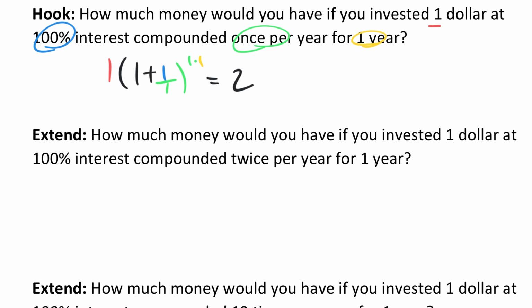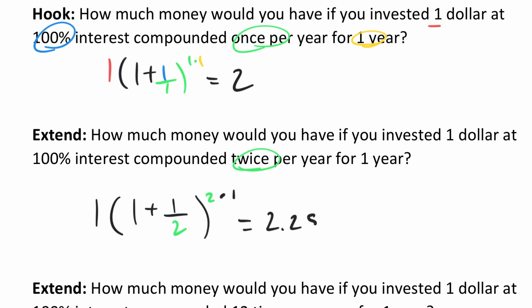We're going to invest $1 at 100%, but we're going to compound it twice per year. So everything's going to stay the same. 1 times 1 plus 1 divided by, but the n is going to become 2. In the exponent here, we're going to have 2 still times 1, still 1 year. So if you have this nicely set up on your calculator, you should be able to just change the number. So it's 1 plus 1 over 2 to the power of 2 times 1. And this will give you 2.25.